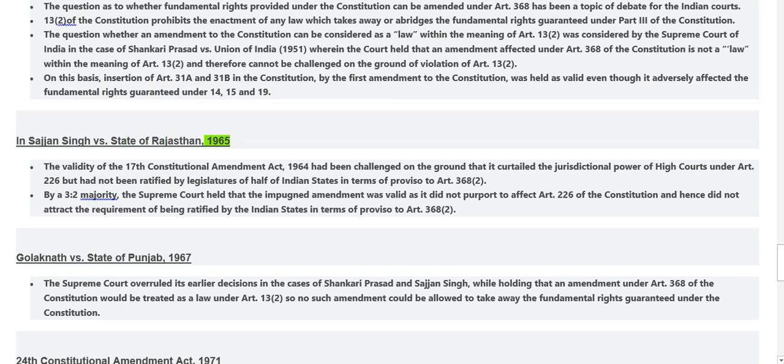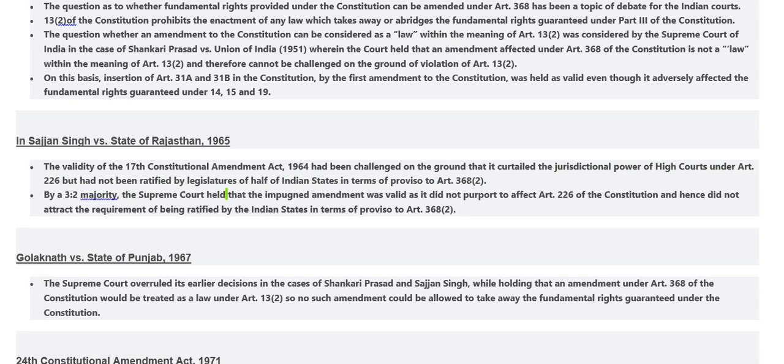In Sajjan Singh vs. State of Rajasthan, 1965, the validity of the 17th Constitutional Amendment Act, 1964 had been challenged on the ground that it curtailed the jurisdictional power of high courts under Art. 226 but had not been ratified by legislatures of half of Indian states in terms of proviso to Art.